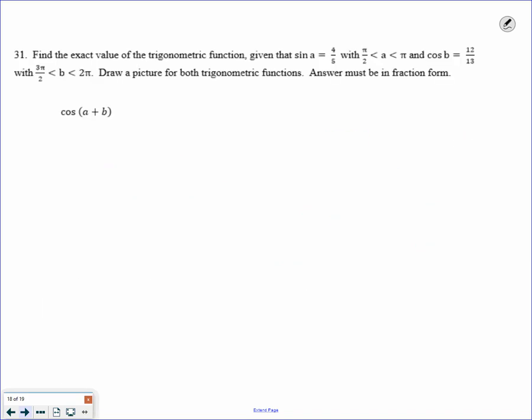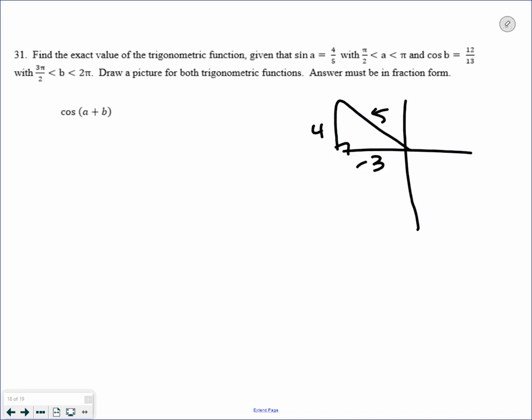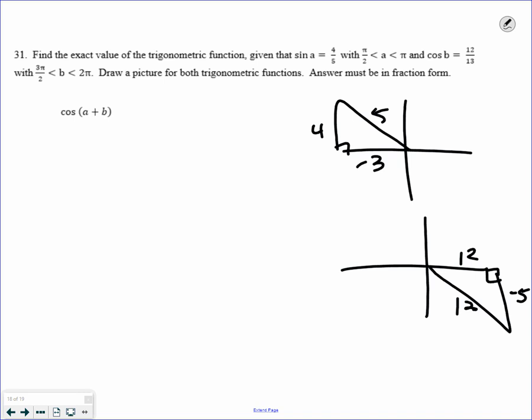Before you even get started on this one, they are giving you: find the exact value of the trigonometric function given that sine of A is 4/5 and it is in the second quadrant. So draw a picture in the second quadrant where sine is 4/5 and find the missing side. Do the same thing for the other one. They're giving you that cosine is 12/13 in the fourth quadrant, and find the missing side. So that is what you are given in the directions.